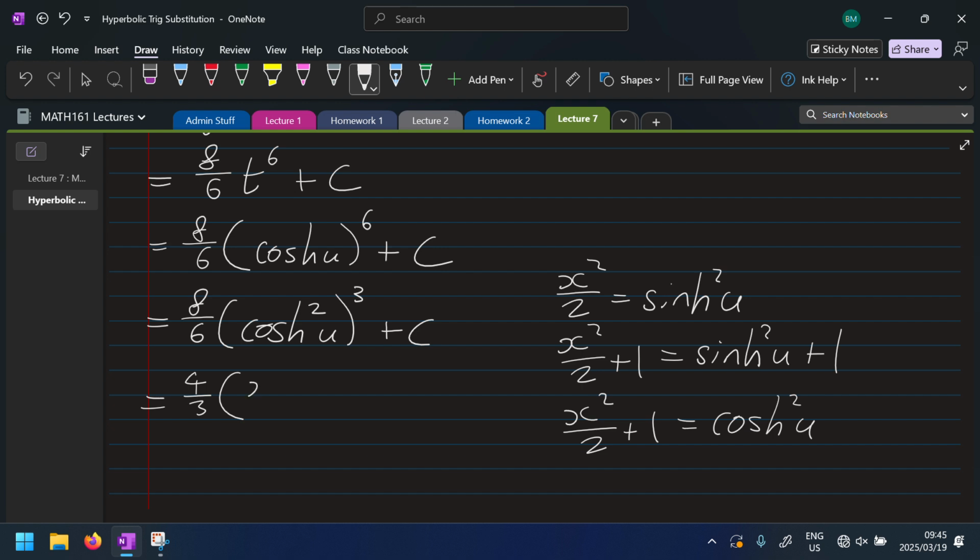This will be (x squared over 2 plus 1) cubed. We don't need to simplify any further than this. We can leave it like that.